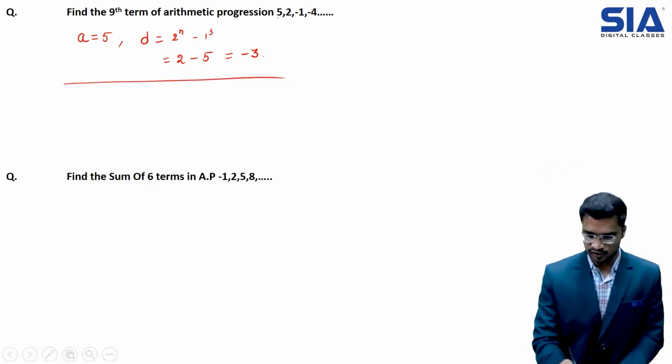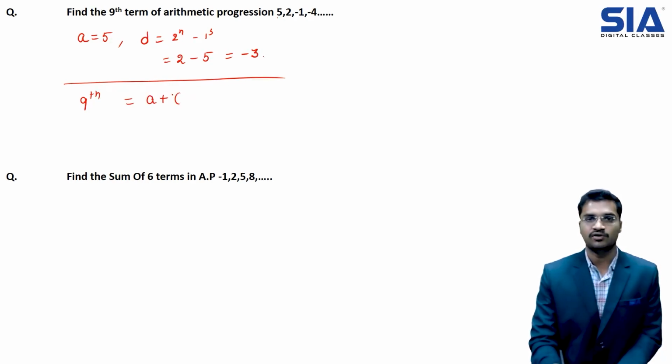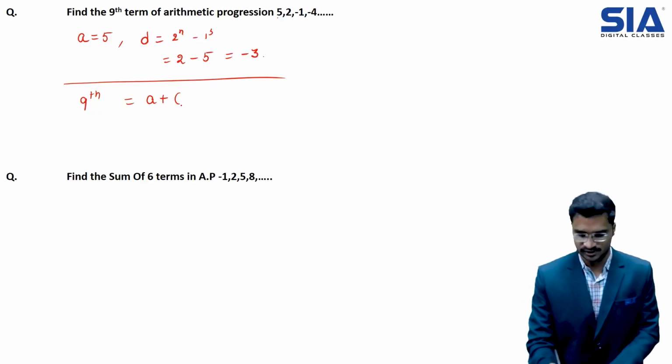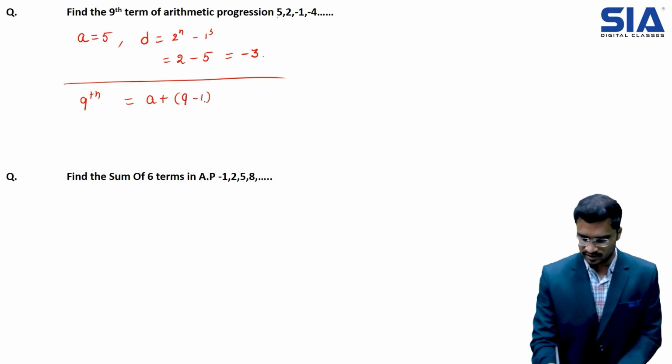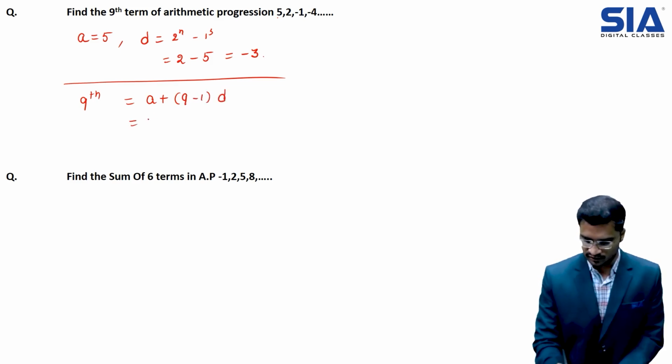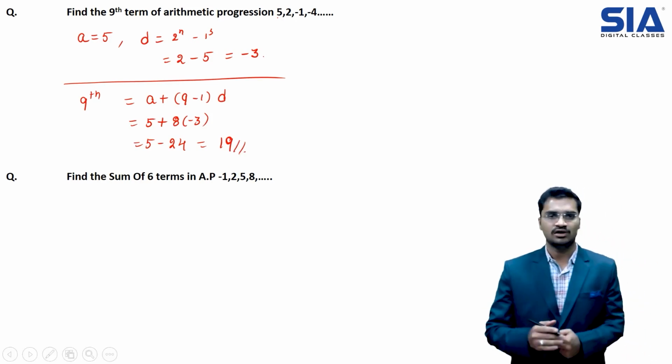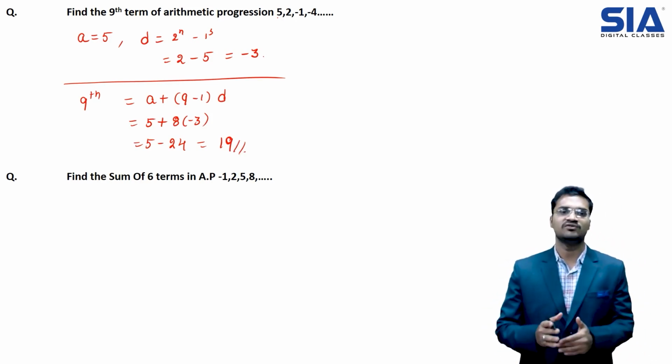Now what should we find? We should find the value of the ninth term. The formula for the nth term is A plus n minus 1 into D. In the place of n, we have to substitute 9. So A plus 9 minus 1 multiplied by D, which is, the value of A is 5 plus the value of 9 minus 1, which is 8. The value of D is minus 3. So 5 minus 3 eights are 24, so the ninth term is nothing but minus 19. So the ninth term is what? Minus 19.